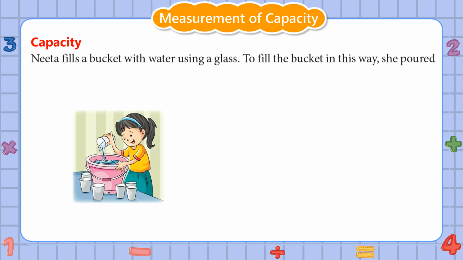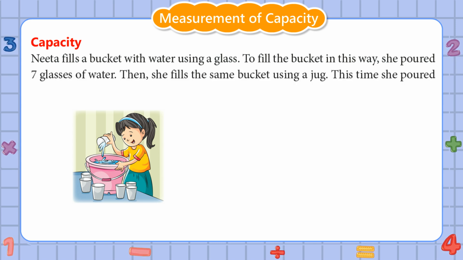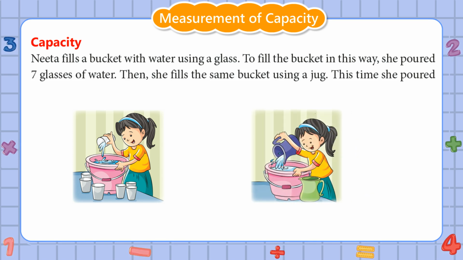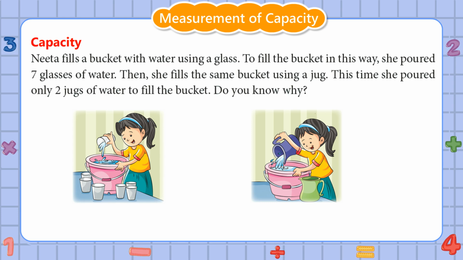Capacity. Neeta fills a bucket with water using a glass. To fill the bucket in this way, she poured 7 glasses of water. Then she fills the same bucket using a jug. This time she poured only 2 jugs of water to fill the bucket.